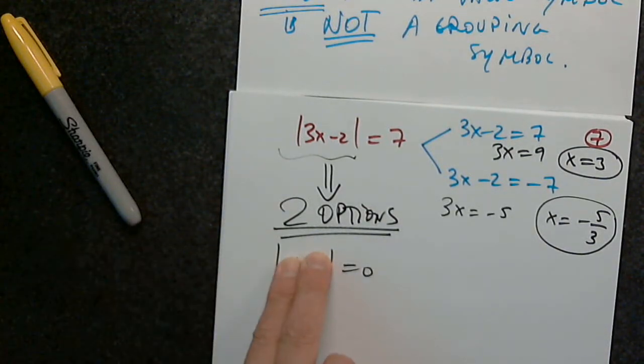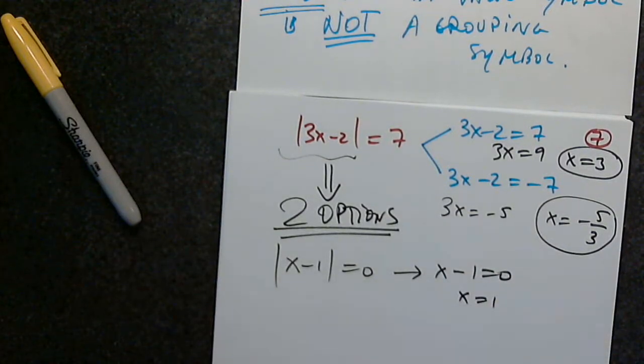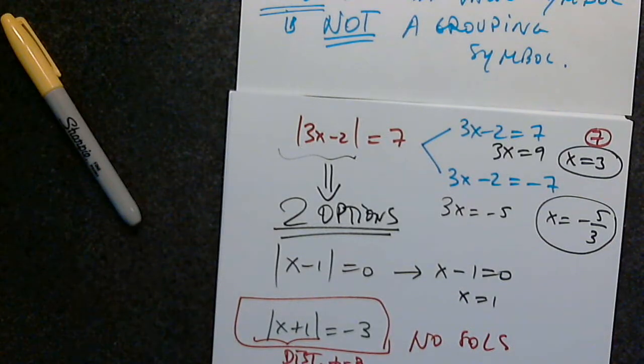What can this be? 0. Only 0. This is x minus 1 equals 0, or x equals 1. Here is another contradiction of my 2 options. What do you think about that one? It does not work. How come that this equation has no solutions? Because the distance cannot be negative. Indeed.